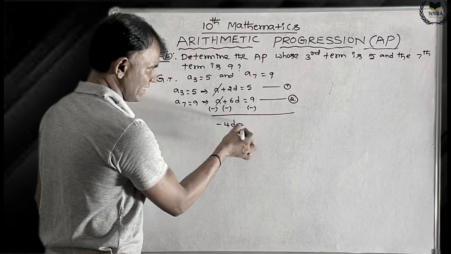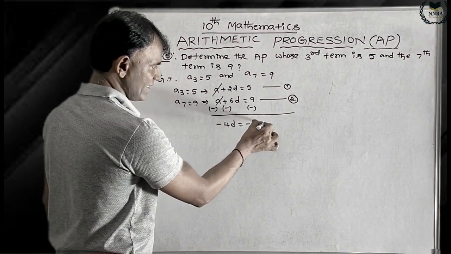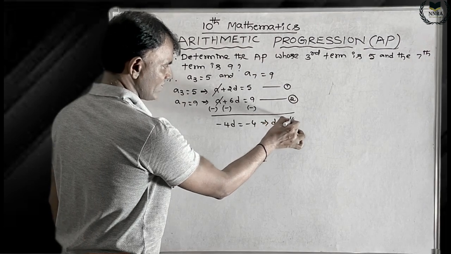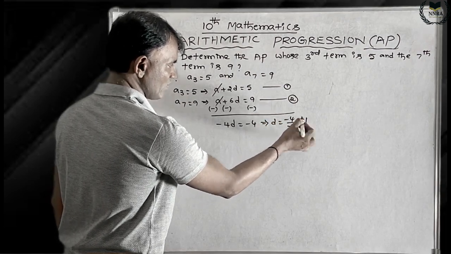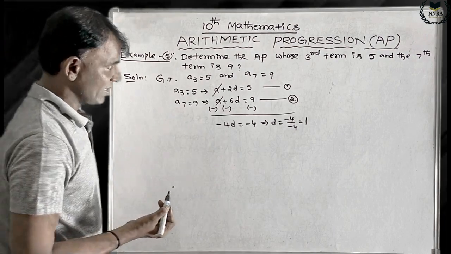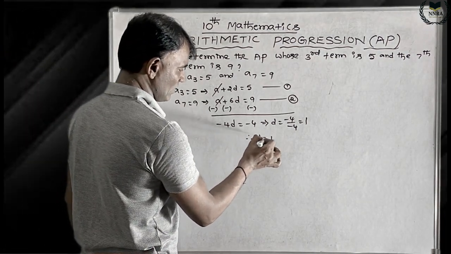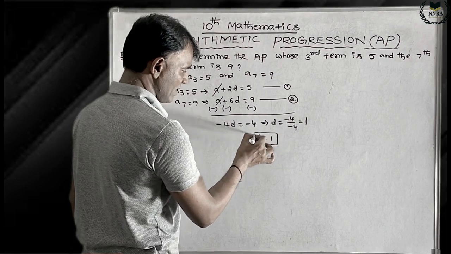So minus 4d equal to 5 minus 9, that is minus 4. Now d equal to minus 4 by minus 4. Minus minus gets cancelled, 4 gets cancelled, we get 1. So this is the value of d. So what is the value of d? d equal to 1. Clear?